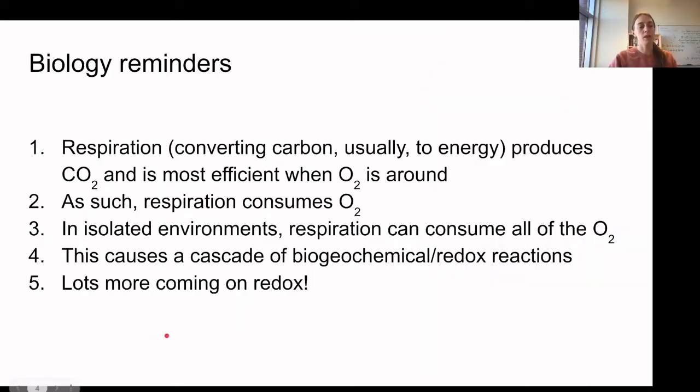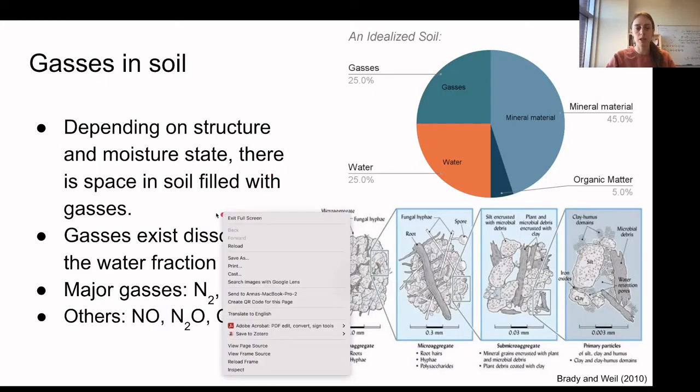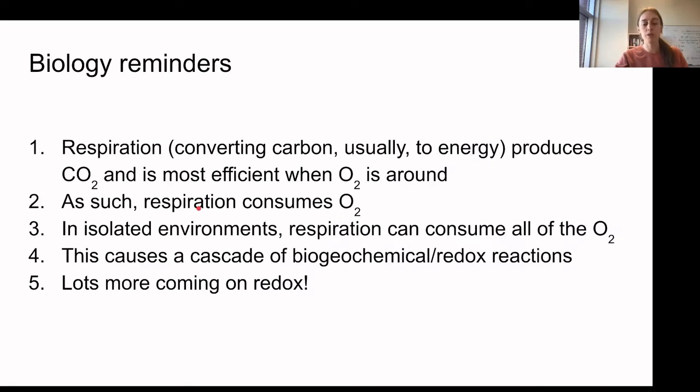As a quick reminder of biology, something we had a little bit of an introduction to at the very beginning of this class: respiration, which is converting carbon to energy, produces CO2 and is most efficient when there's some amount of oxygen around. We generally breathe in oxygen and then respire out CO2. So if we don't have much available oxygen, we tend to look to other metabolic pathways. As such, respiration is going to consume oxygen.